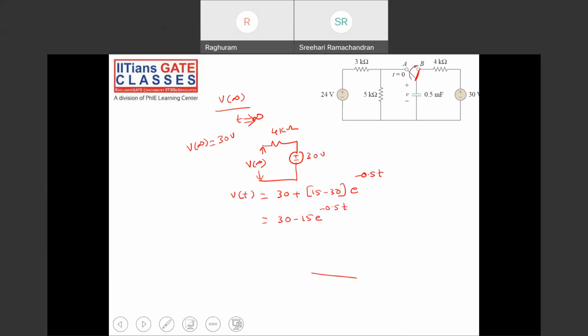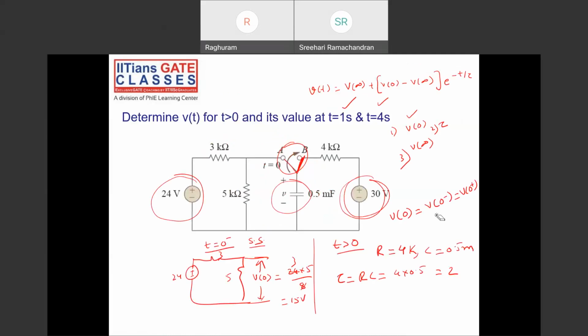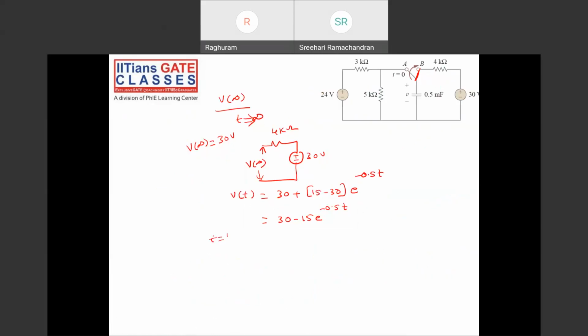So what else do I need to find? At t is equal to 1 second and t is equal to 4 seconds. Substitute. V of 1 is 30 minus 15 e power minus 0.5. And V of 4 is equal to 30 minus 15 e power minus 0.5 by 5 into 4, which is 2. Okay. Clear, right?